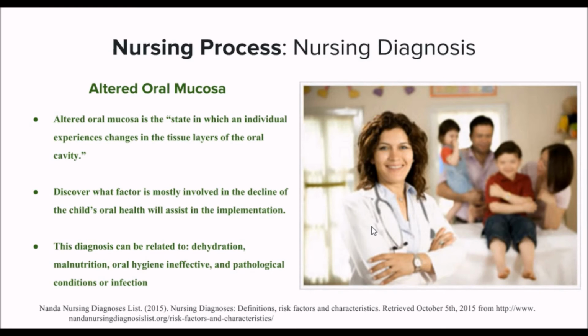And again, the altered oral mucosa is a general diagnosis, but it could be related to more specific factors such as dehydration, malnutrition, ineffective oral hygiene, or a pathological condition or infection.